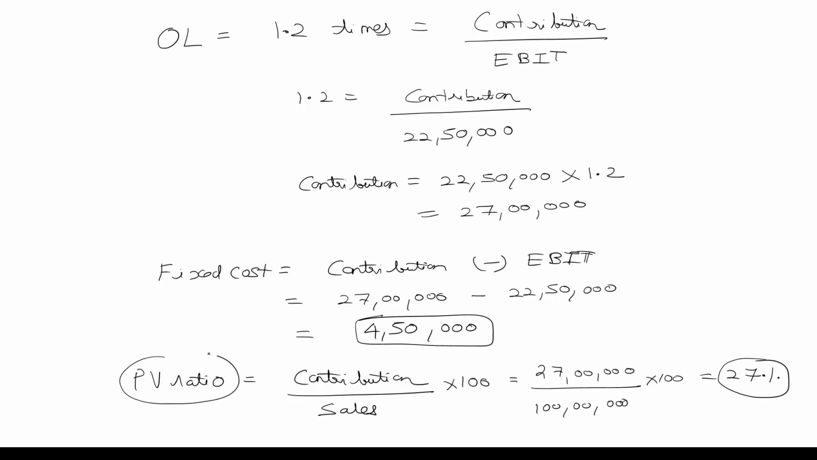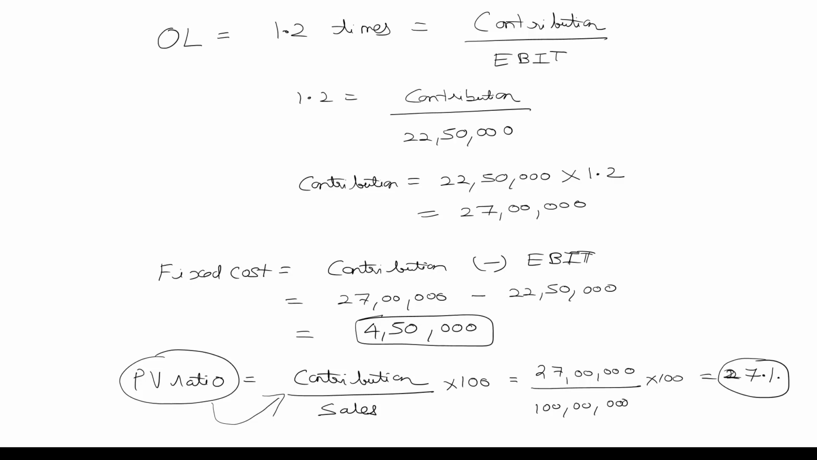PV ratio is sometimes also referred to as contribution to sales ratio. Basically, it measures for every 1 unit of sales generated, how much remains as contribution. So much remains as contribution after whatever needs to go for variable cost goes away. That's what is measured by the PV ratio. A higher PV ratio indicates lesser variable cost. Here in our example, 27% is the PV ratio. So this addresses all the requirements of problem 6. So we have completed solving problem 6.